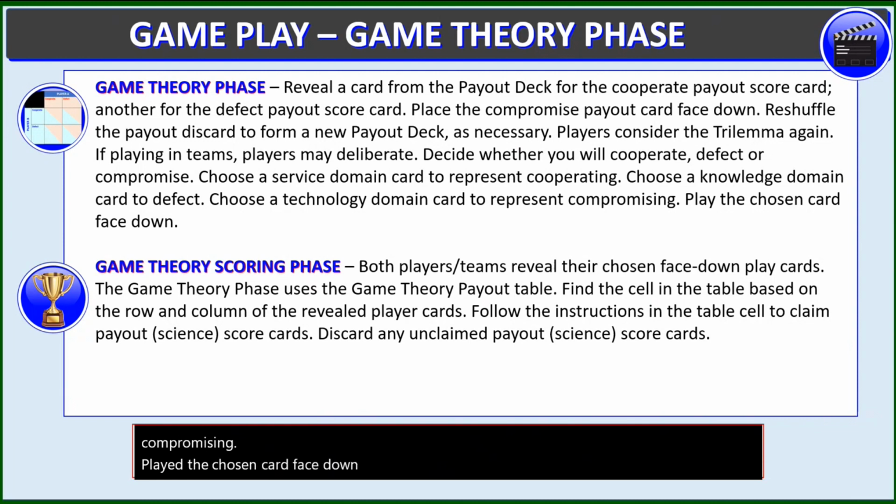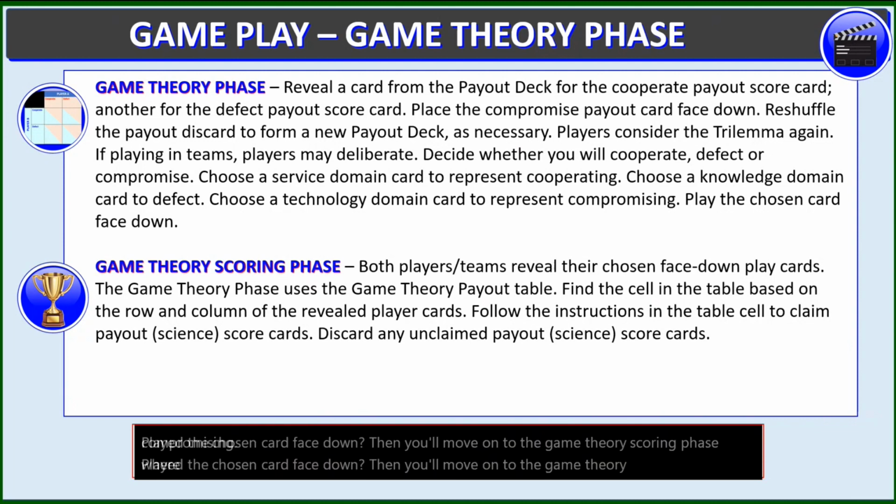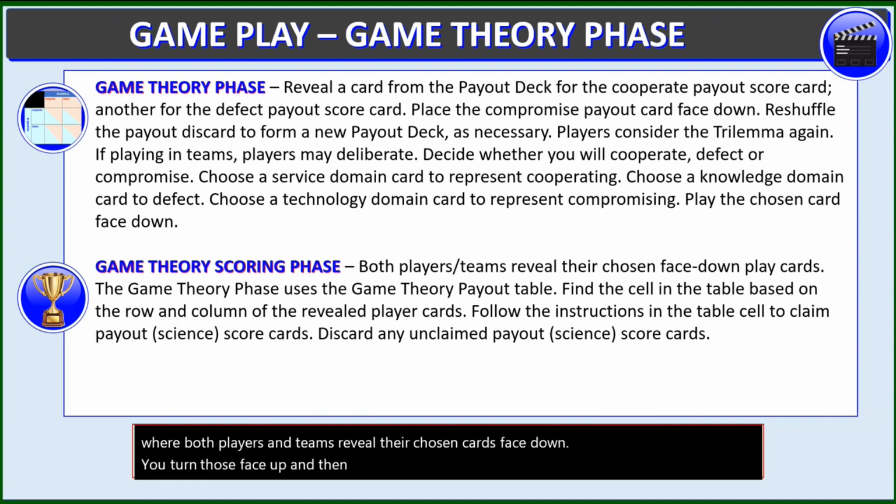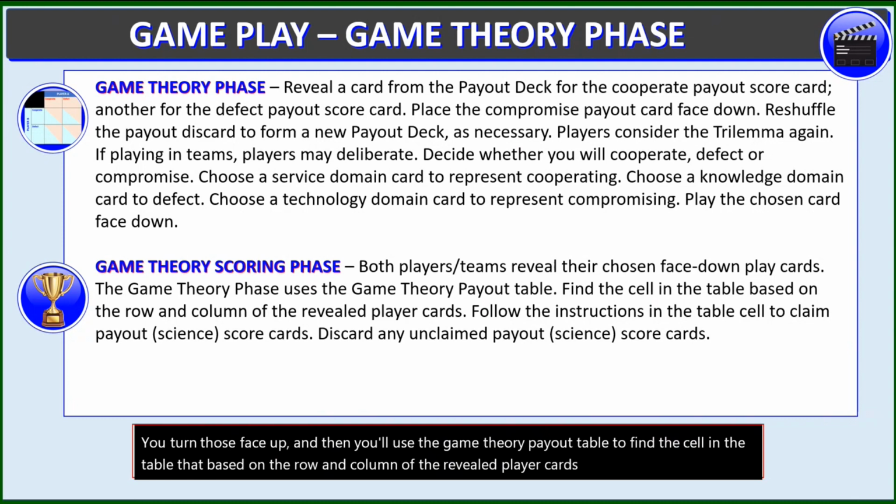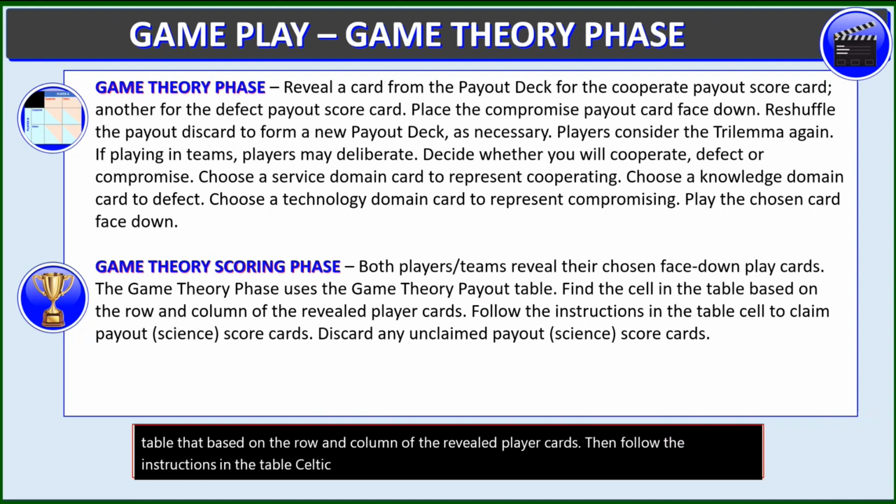Then you'll move on to the game theory scoring phase, where both players and teams reveal their chosen cards face down. You turn those face up, and then you'll use the game theory payout table to find the cell in the table that's based on the row and column of the revealed player cards. Then follow the instructions in the table cell to claim the payout science scorecards, if any, and discard any unclaimed payout science scorecards.